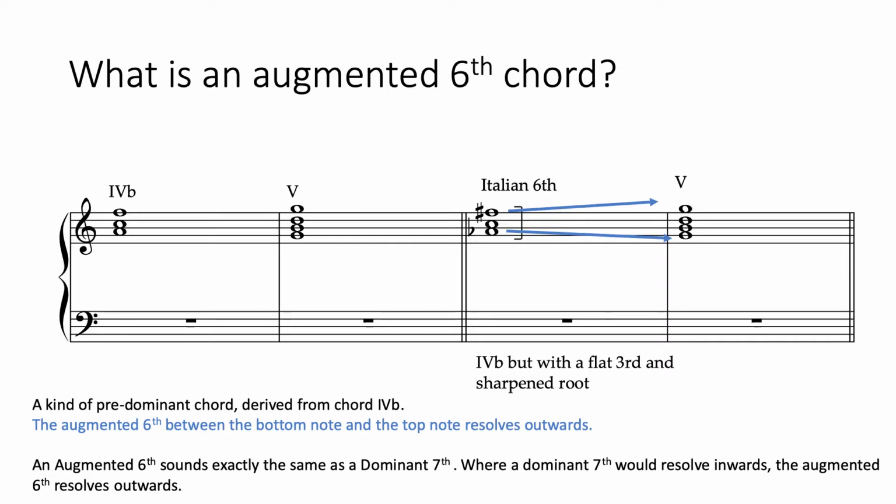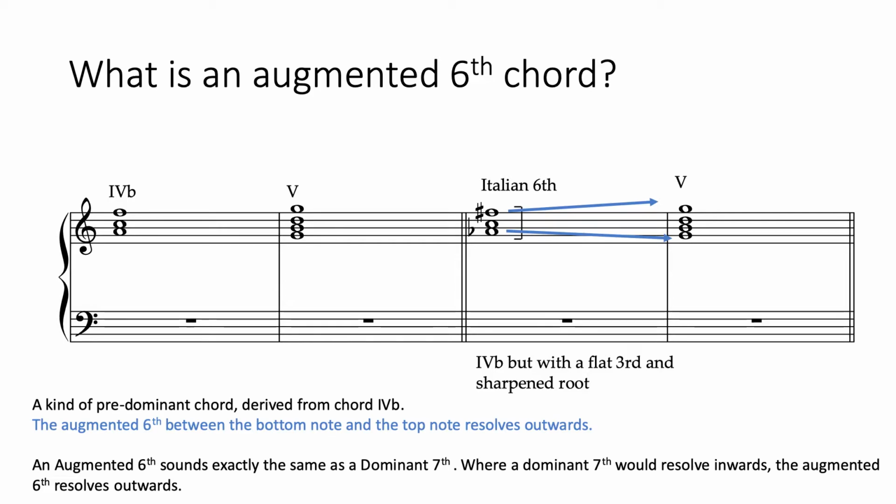It's worth noting now that an augmented sixth sounds exactly the same as a dominant seventh. In fact, an augmented sixth as an interval is enharmonically equivalent with a minor seventh as an interval. So those are exactly the same interval, they're just spelt in different ways. In this case we've got an A flat to an F sharp, that's an augmented sixth. If we're going to spell that as a minor seventh, as in the seventh in a dominant seventh chord, it would be A flat to G flat.